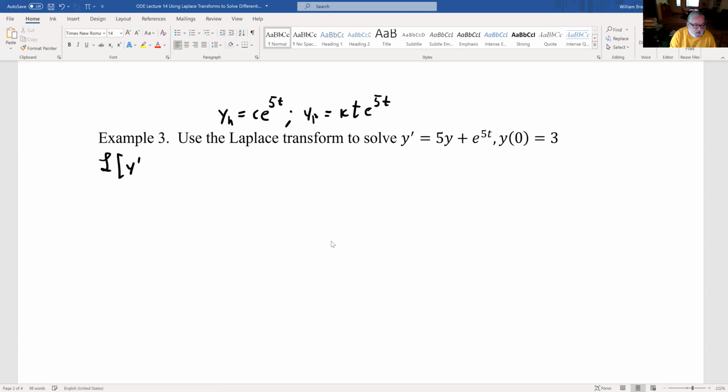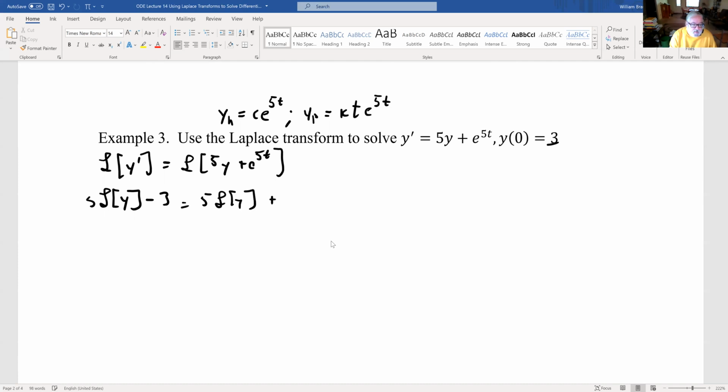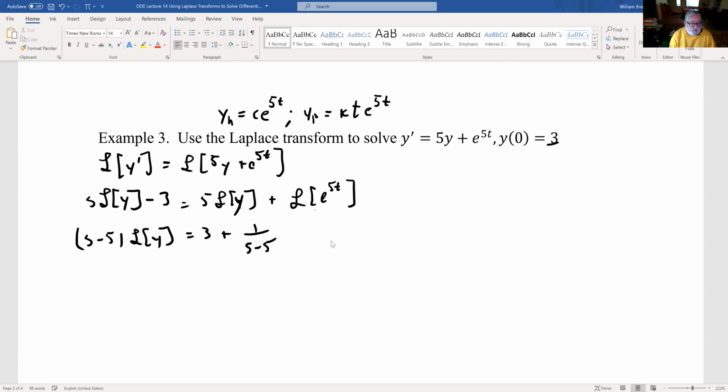So Laplace transform of y prime equals, take the Laplace transform of both sides, 5y plus e to the 5t. The Laplace transform of a derivative is s times the Laplace transform of y minus y0. That's our 3 here. And this is 5 Laplace transform of y plus Laplace transform of e to the 5t. So s minus 5 Laplace transform of y equals 3 plus 1 over s minus 5, because that's the Laplace transform of e to the 5t. So Laplace transform of y equals 3 over s minus 5 plus 1 over s minus 5 squared.